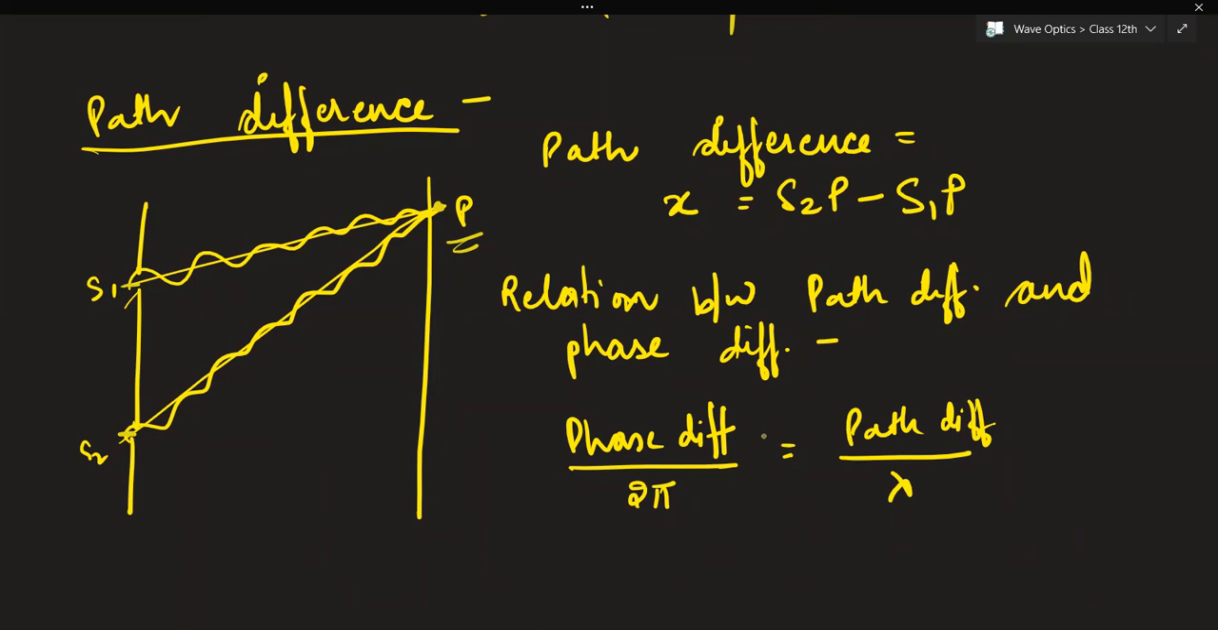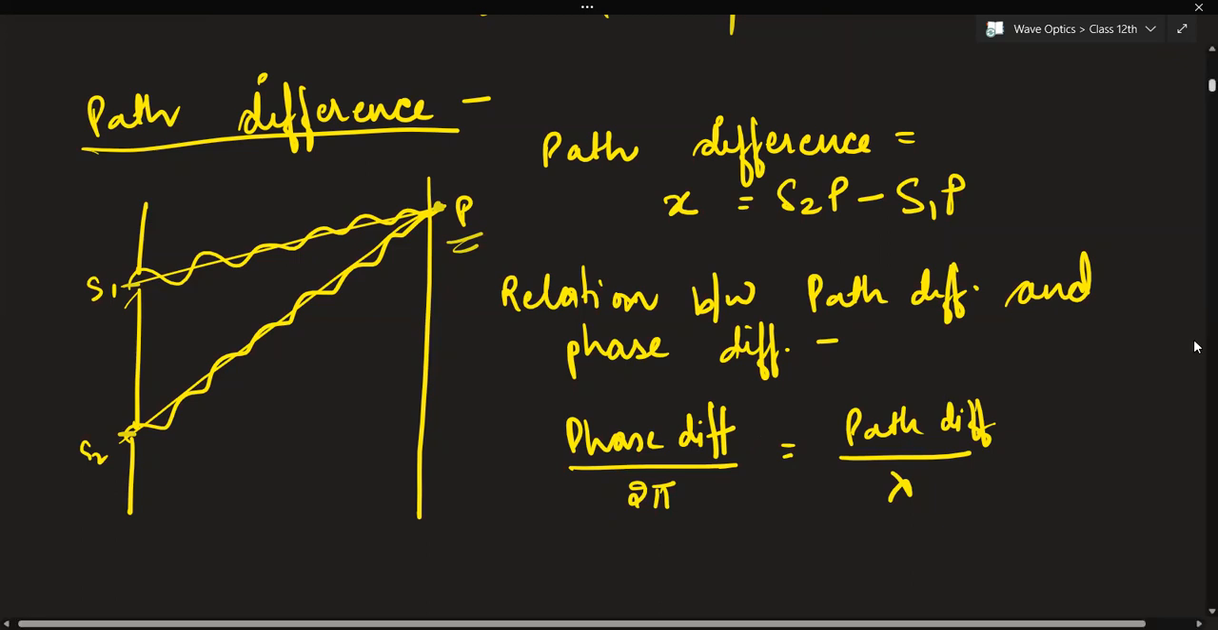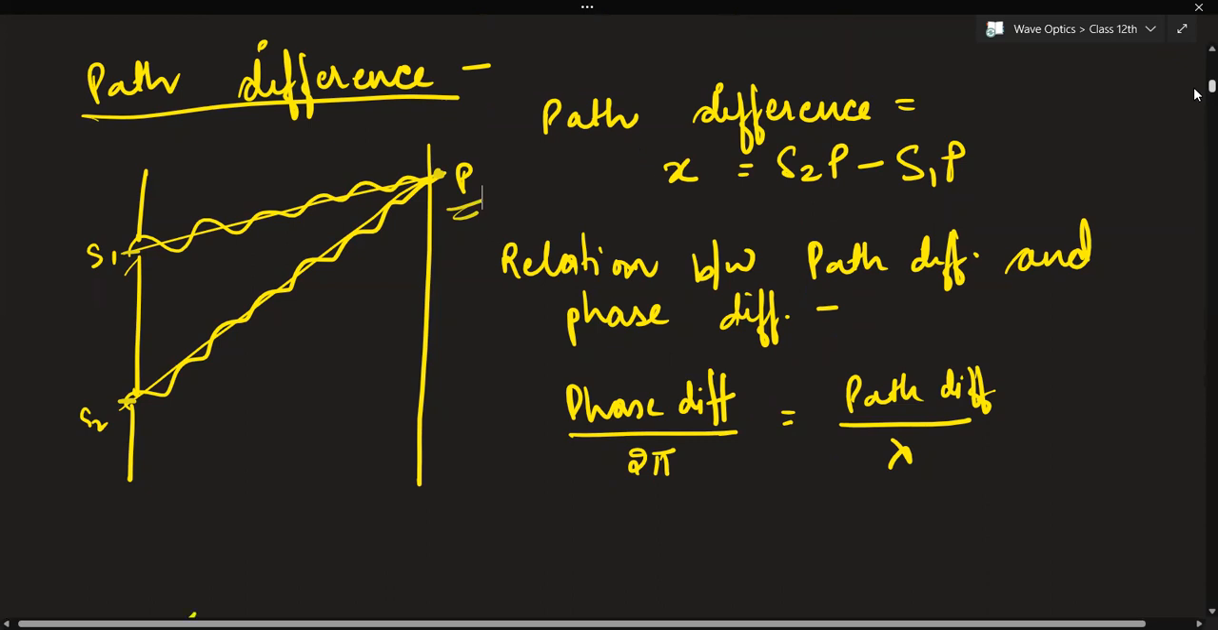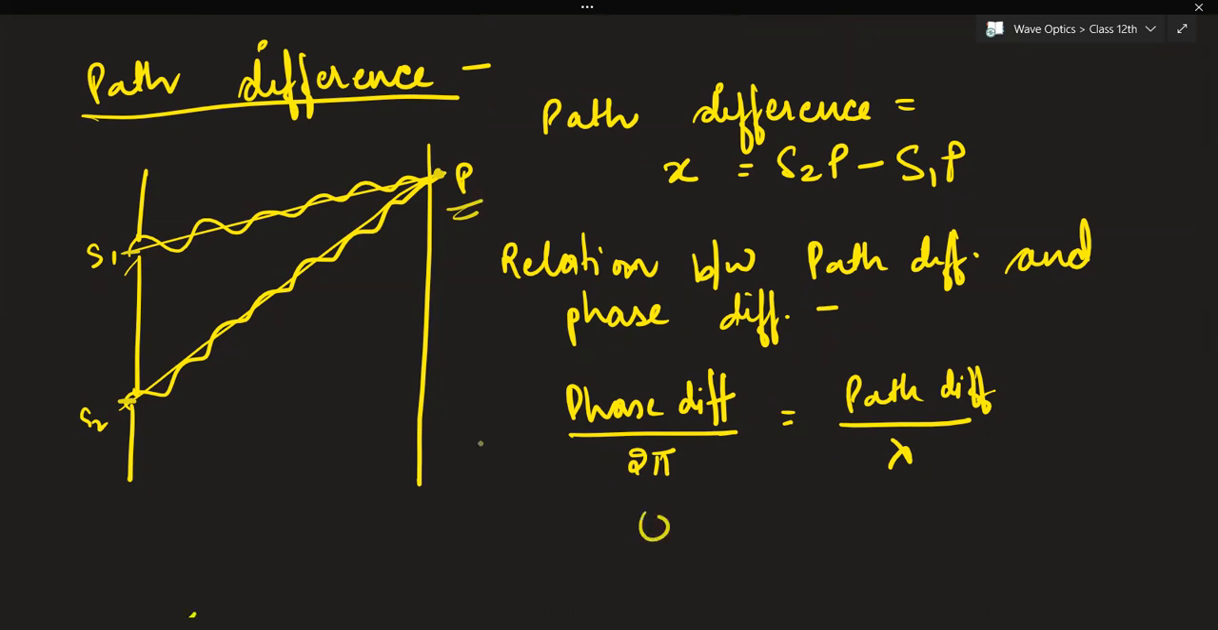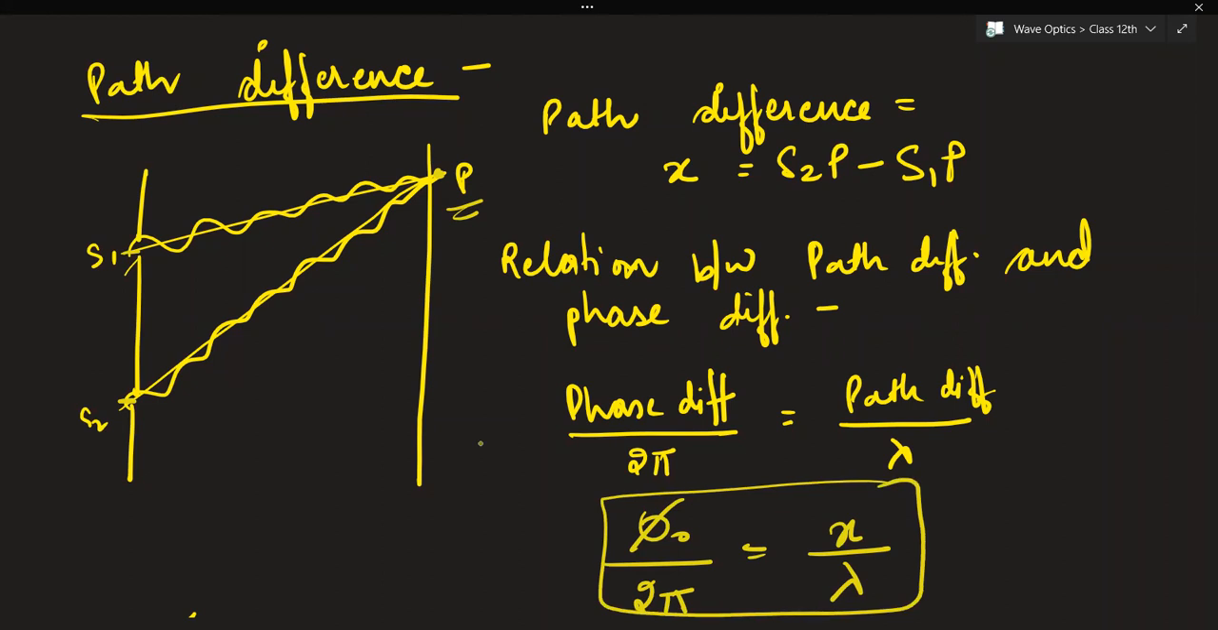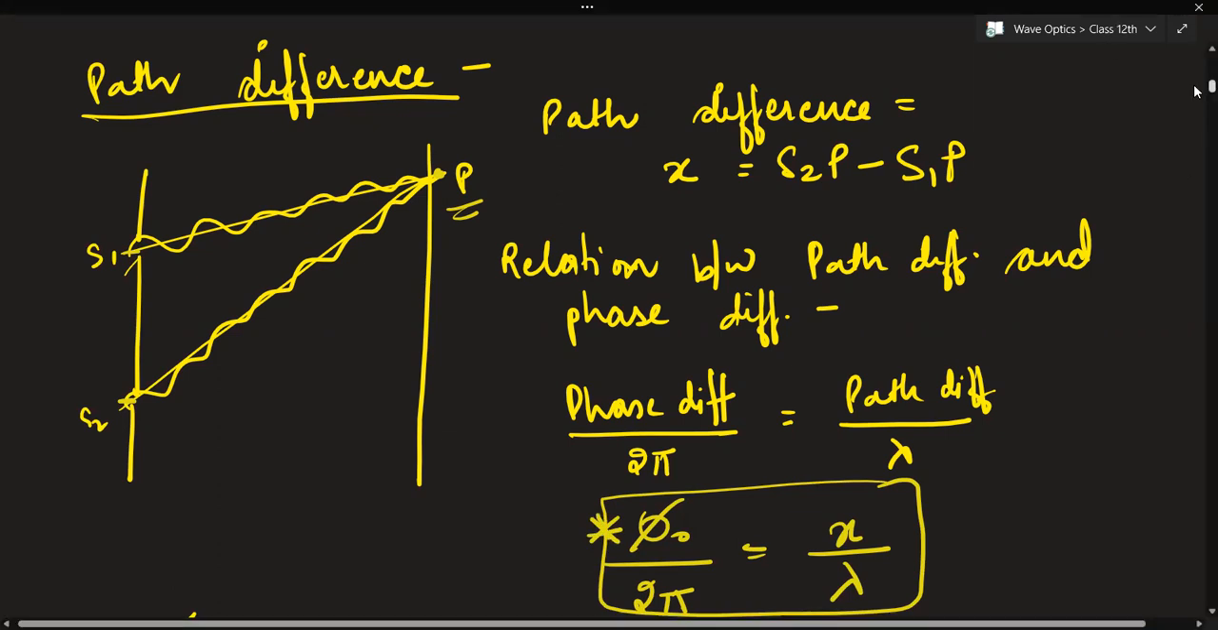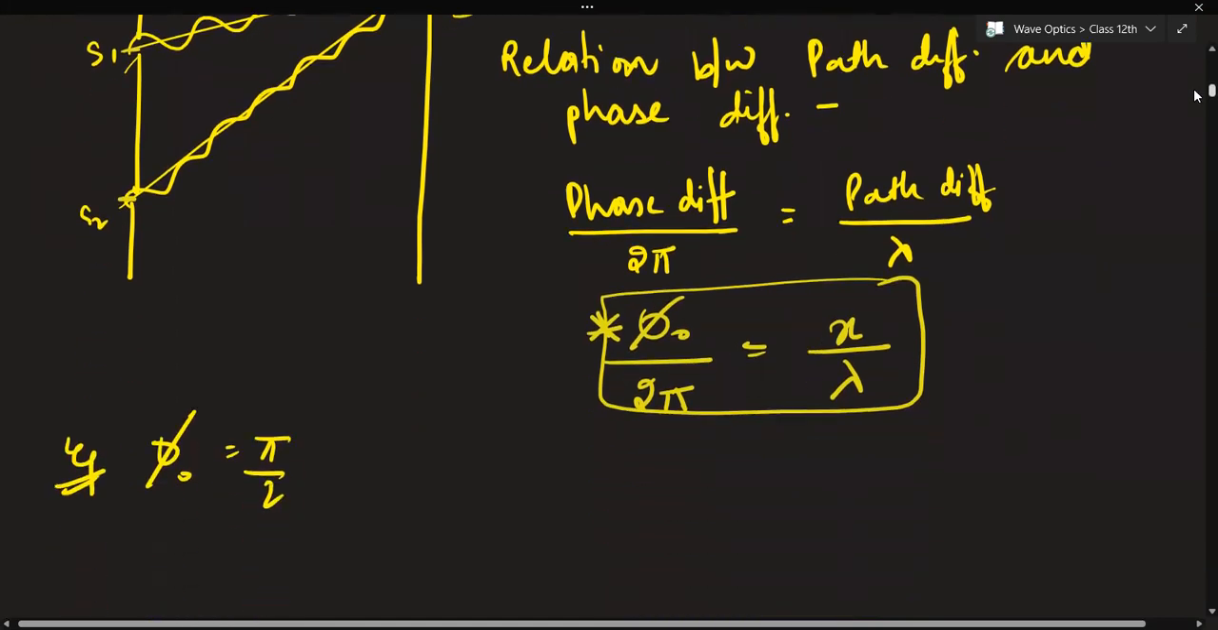But there's a relation to connect path difference with the phase difference I've just told you. That is, phase difference divided by 2 pi is equal to path difference x divided by lambda. This is a relation, and class, the most important relation is this. You will notice that this relation is getting utilized. Questions from this relation come directly, and questions do come from this topic in terms of derivation also. That's why this is important.